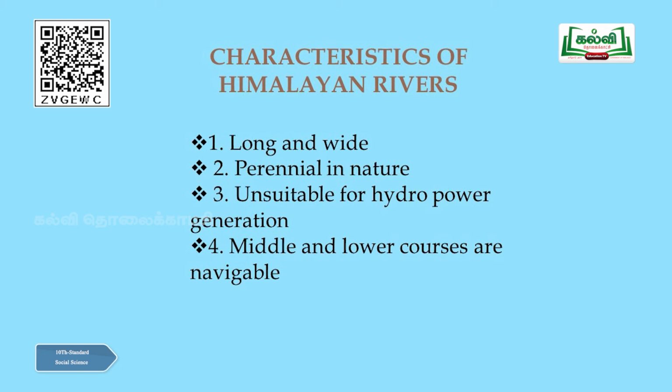And third point is it is unsuitable for hydropower generation. Why is it unsuitable for hydropower generation? Because all these rivers flow through a plain area which is not suitable for hydropower generation. And the last point is the middle and lower courses of the rivers are navigable. All these rivers can be navigable, which can be used as an inland transport system. Example, Hooghly river in West Bengal.